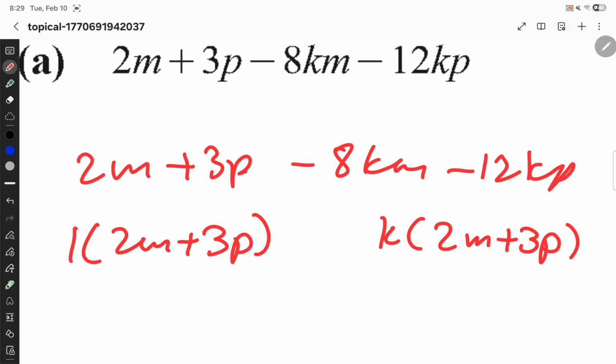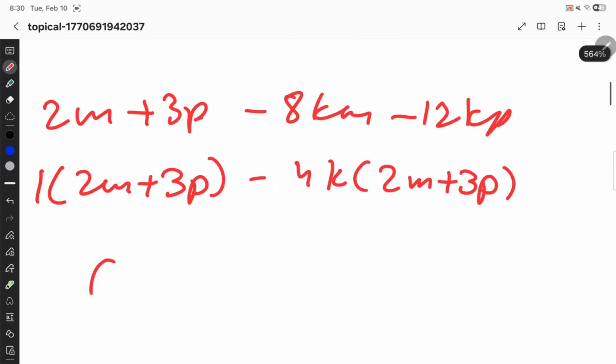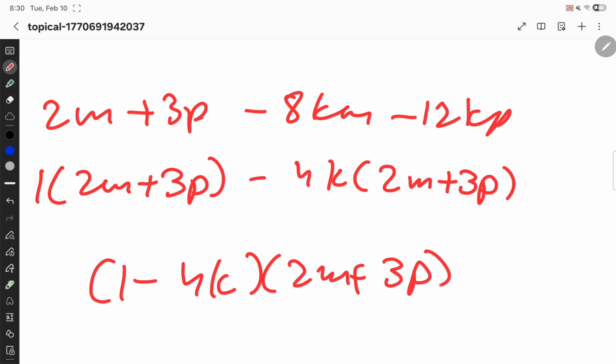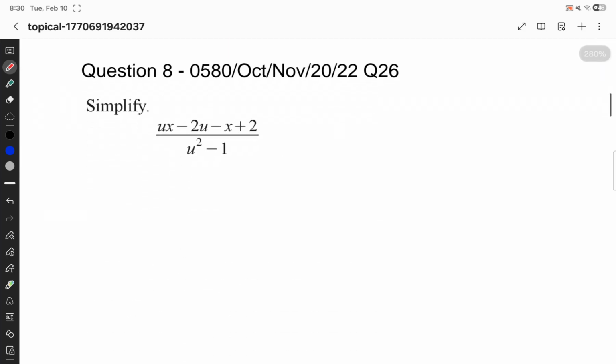Now we know k is common among them, but we don't have the signs or the coefficients same. So to get the signs to be the same, we do negative, so that negative this is this, negative this is this. Now the variable, the coefficient, this will be 4k. Why? Because this will be negative 8k, and this will be negative 12kp. And finally we just add it together, 9 minus 4k, 2m plus 3p, like so. So this is how you do these questions.